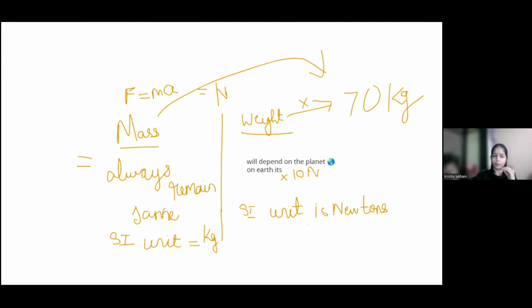If you're on the Moon, Jupiter, Saturn, Uranus, wherever you are, mass will always remain the same. If it is 70 kg, it will remain 70 kg only. But weight will change. On Earth, weight will be whatever your mass is, multiplied by 10 Newton. Please make sure that on Earth it is mass multiplied by 10 Newton, but on the Moon it will be 1/6 of it. Whatever the weight is, take 1/6 of it, that is on the Moon.